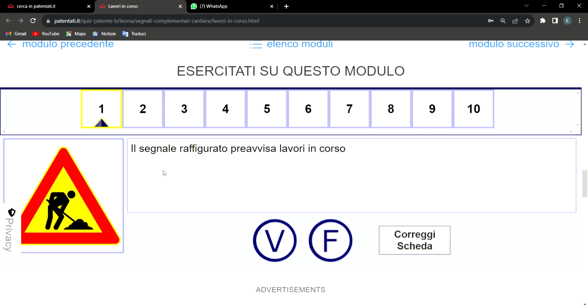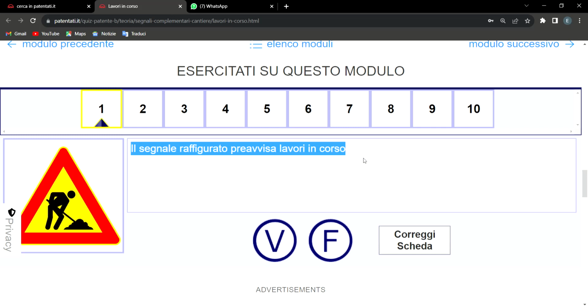Number one question says, il segnale raffigurato previsa lavori in corso. This sign that is here previews work in progress. Il segnale raffigurato previsa lavoro in corso. Now, vero or falso? True or false?